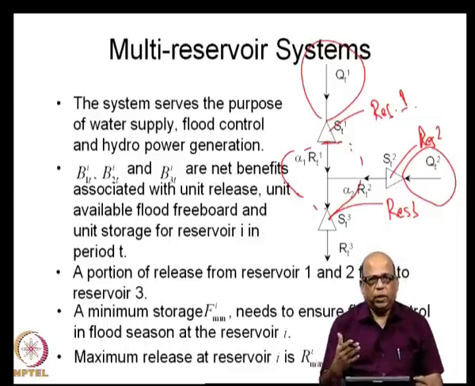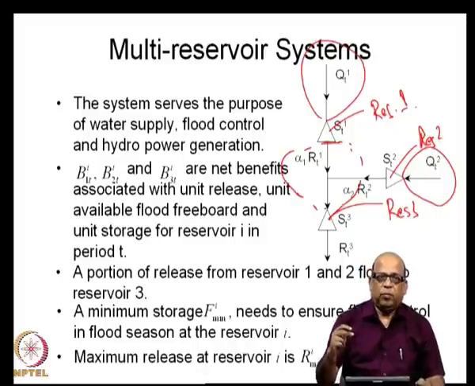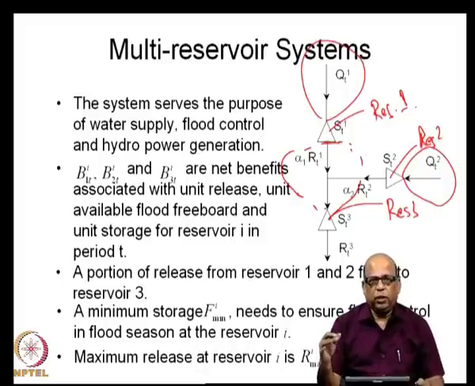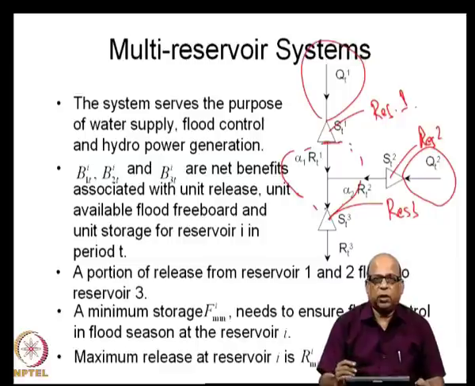Typically, you can imagine this to be return flows from the irrigation, or you let some amount of water into the hydropower. After some losses, the hydropower tail race comes and joins the stream. So, there is certain amount that is lost or is already used from the releases that you make, and only the remaining amount of water comes and joins the stream and therefore, joins the downstream reservoir.